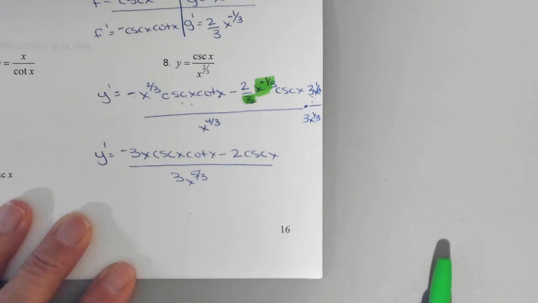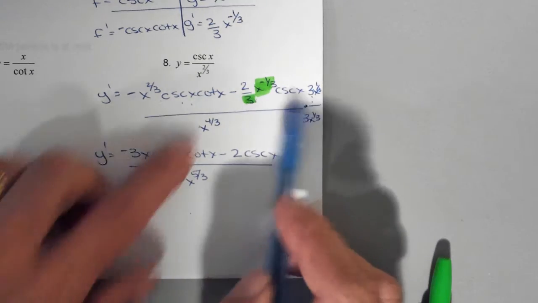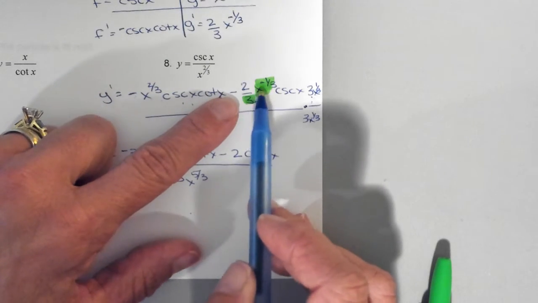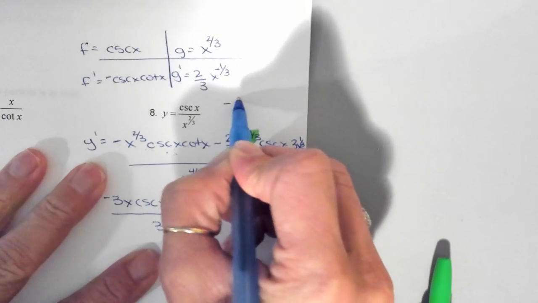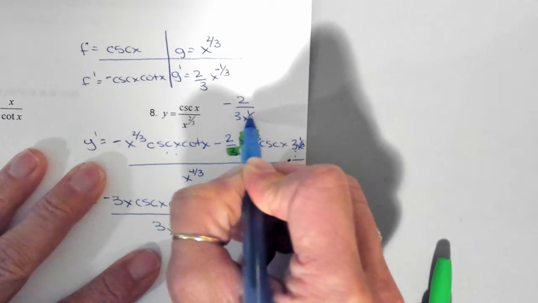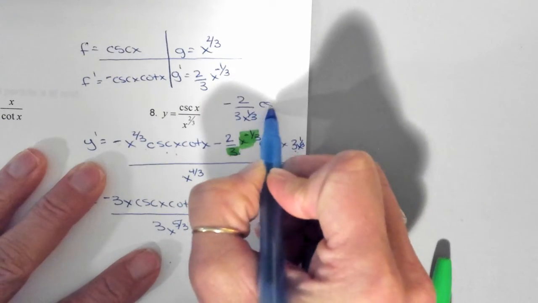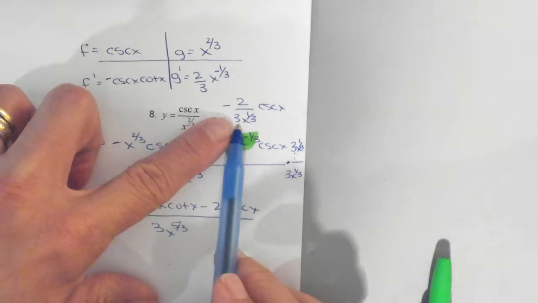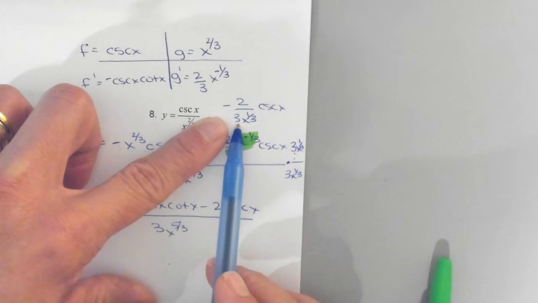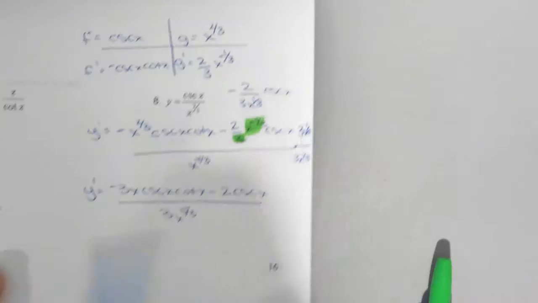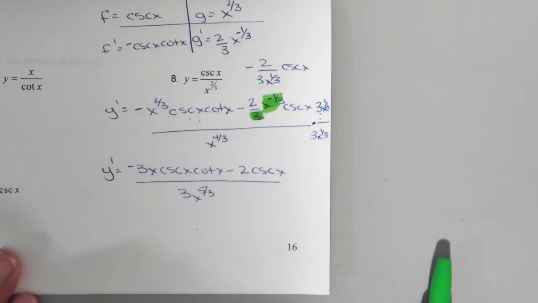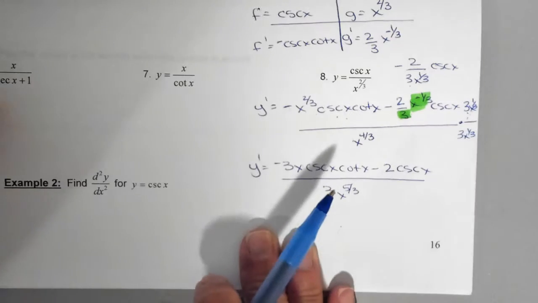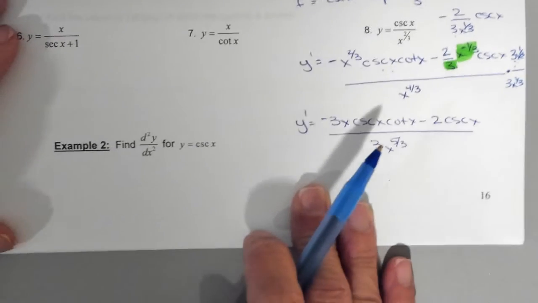Yep. Where did you get the 3x to the 1/3? So this right here, if I were just to rewrite this part, it's minus 2 over 3x to the 1/3. And then you have the cosecant of x sitting right here. That's just this part. And this is a complex fraction, so remember you have to multiply by the least common denominator, which is this. Okay. Any other questions? Okay, the rest of these are on Blackboard. I highly recommend you practice and go take a look.